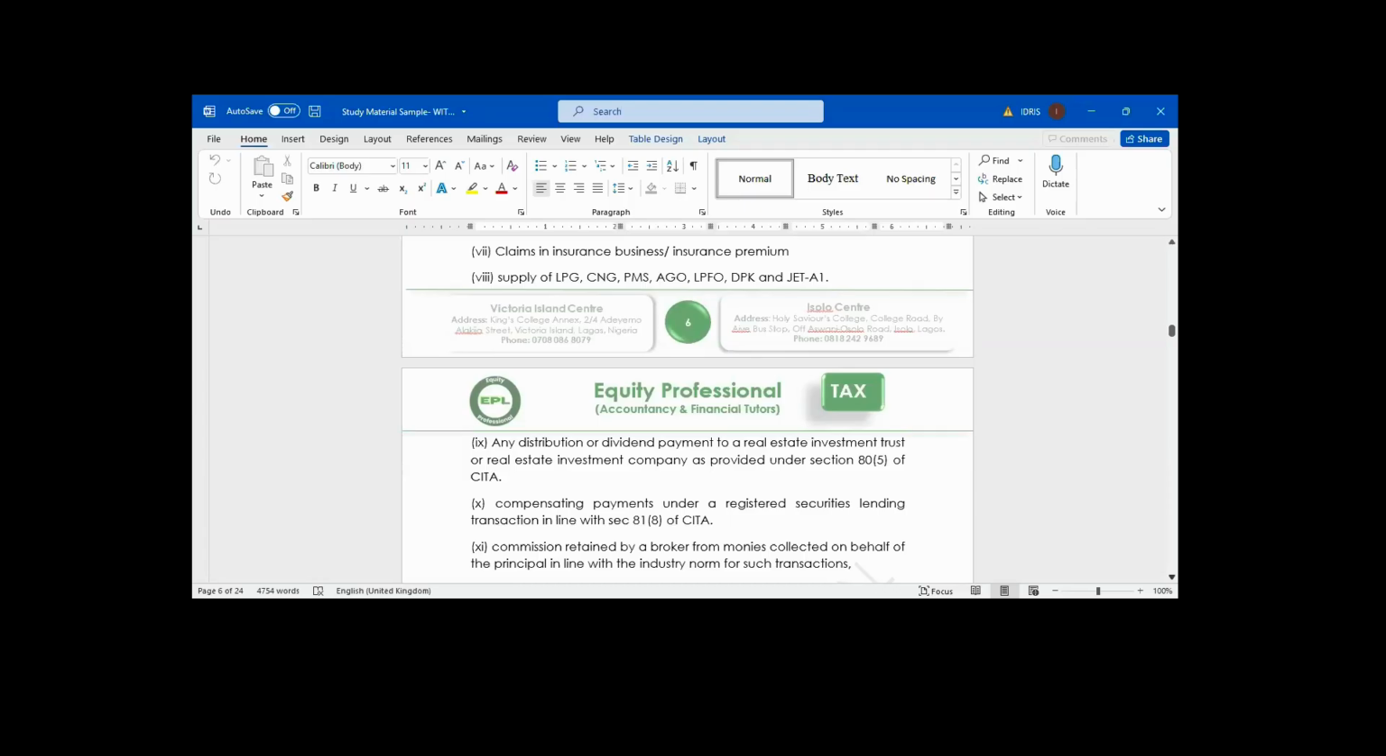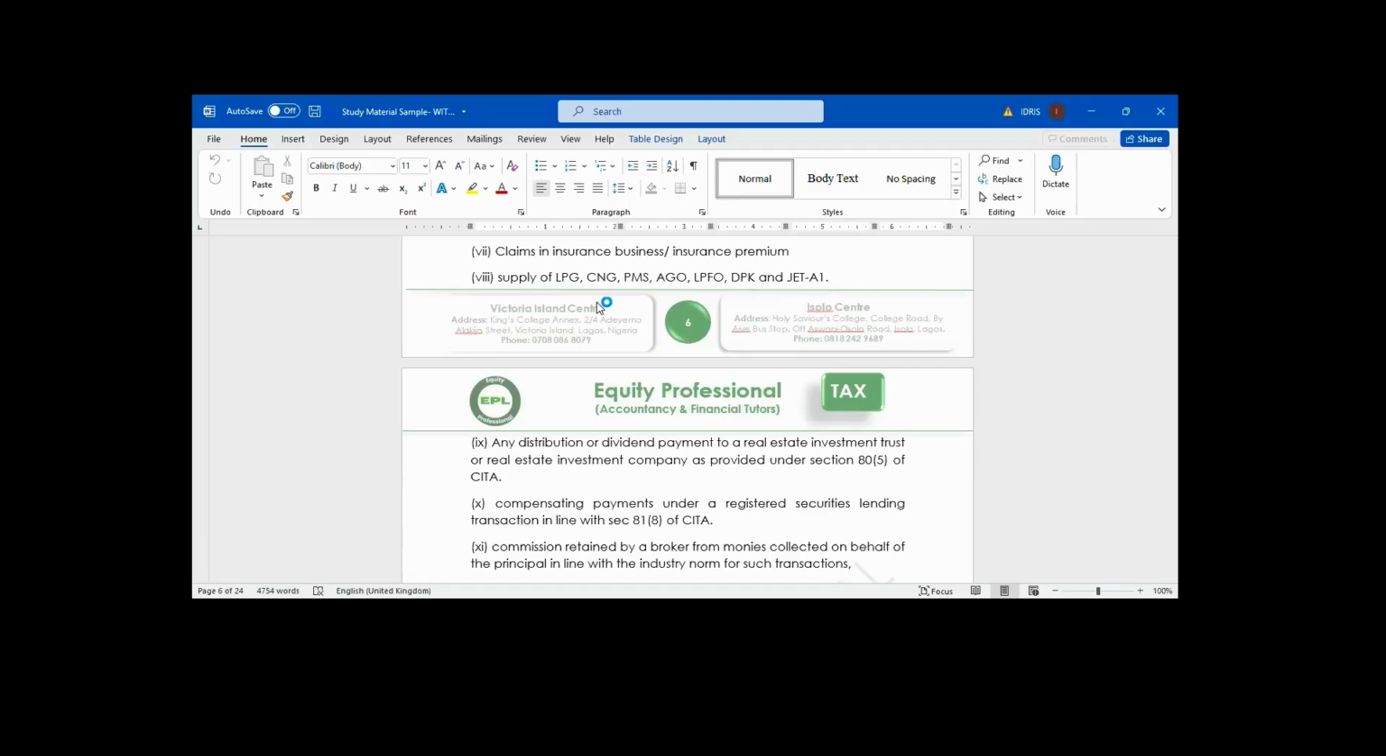Another one, supply of LPG. LPG means liquefied petroleum gas. CNG, PMS, AGO. What we are saying now is anything that has to do with contract supply.